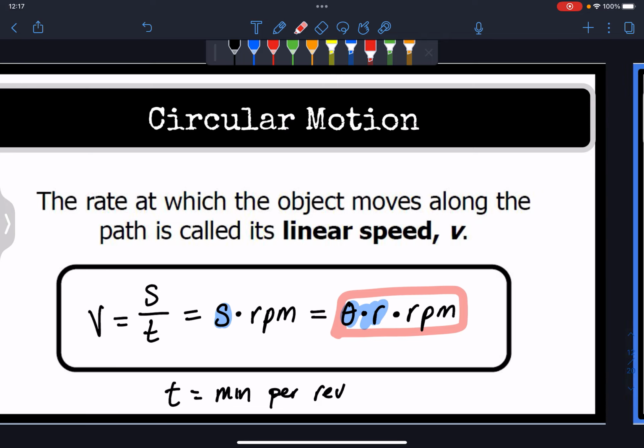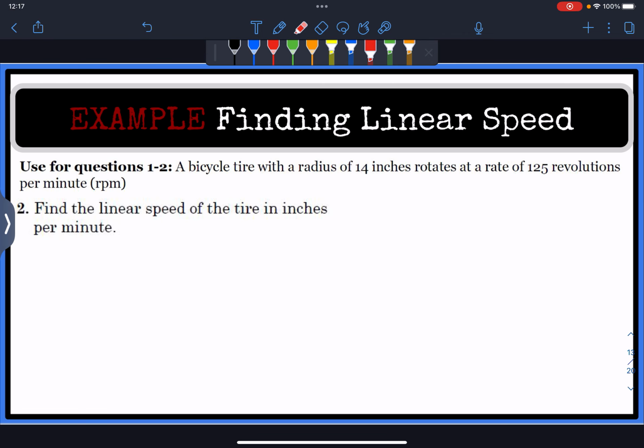So let's look at an example of this. Again, let's say we have the same tire and it's rotating at 135 revolutions per minute. So in 60 seconds, this tire is going to turn 125 times. What we're going to do is figure out, if I put a point right here, how fast is this point moving around this tire? And it's not going to be the same. It has a different type of speed.